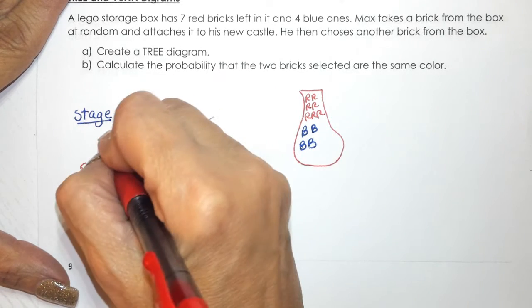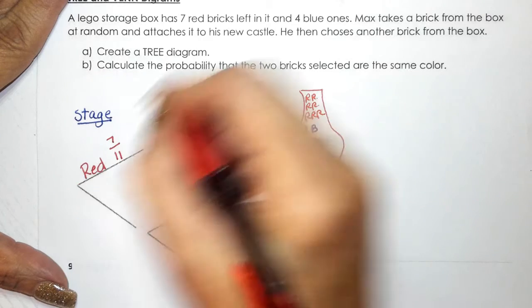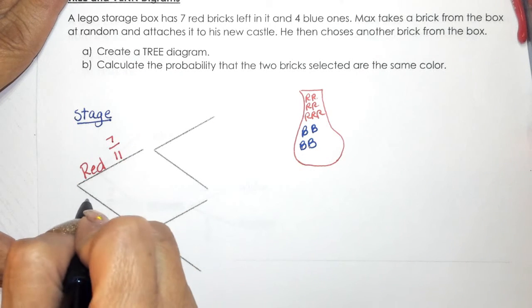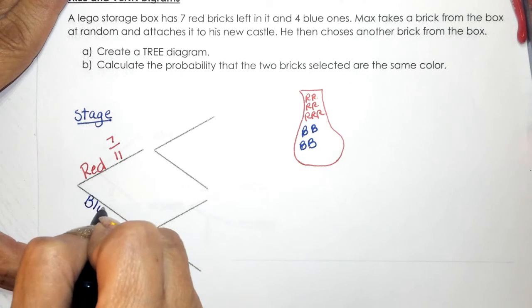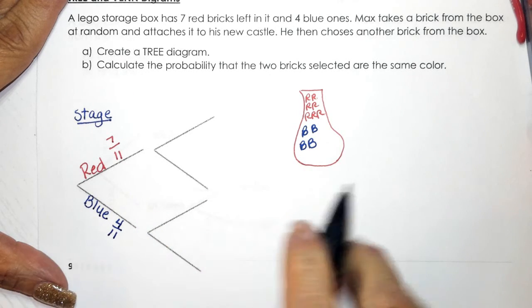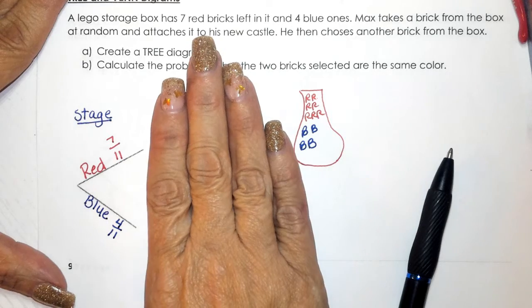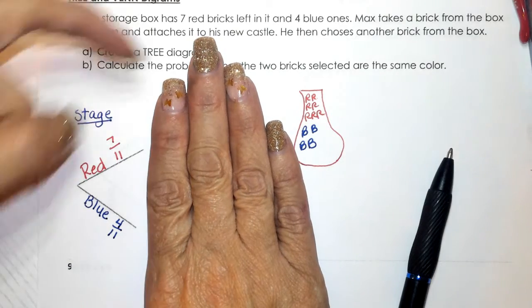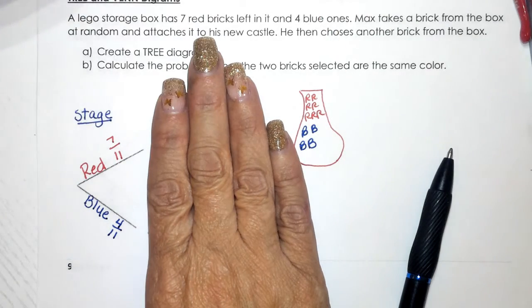Okay, so 7 out of my 11 bricks are red. Well, my other option is that I have blue bricks. And I have 4 out of the 11 are blue. So stage 1 says, I'm going to reach into my bag, and I'm going to pull out a brick.